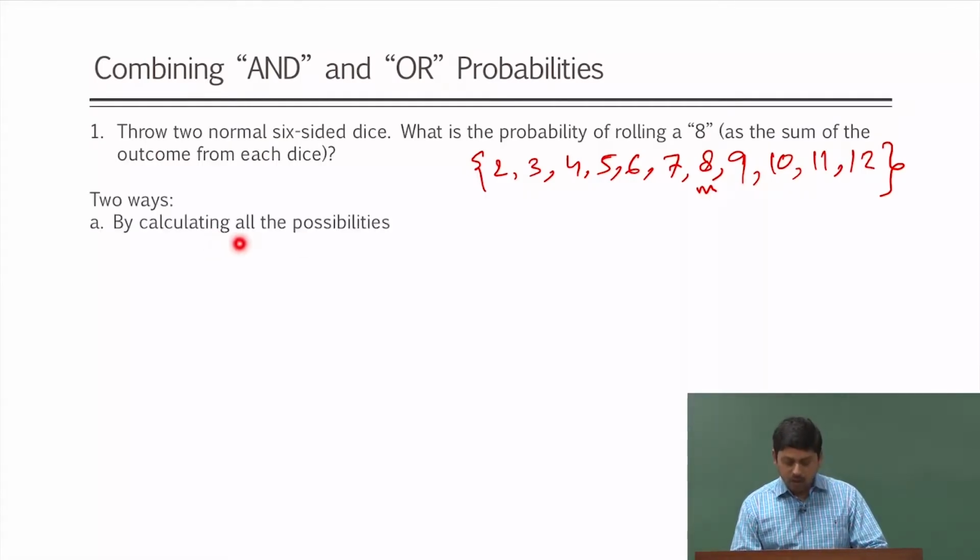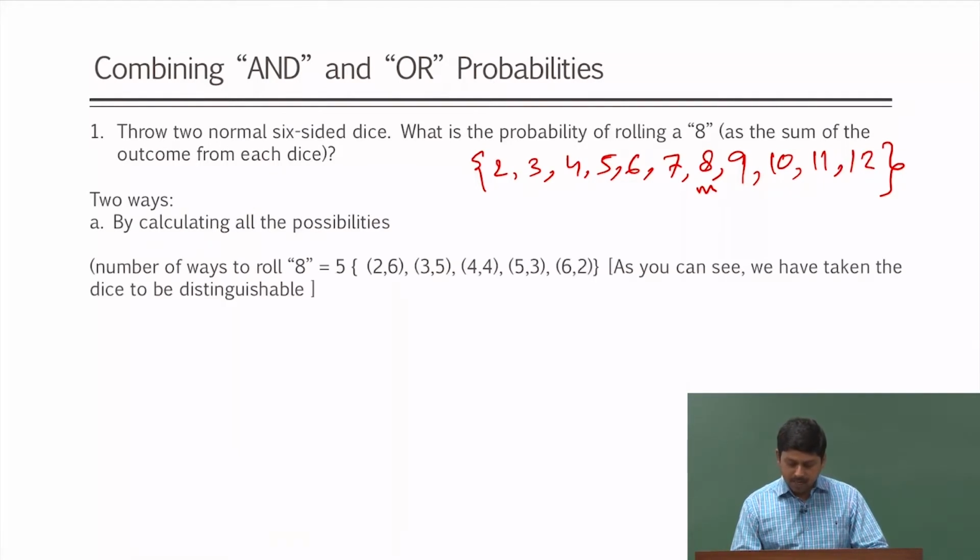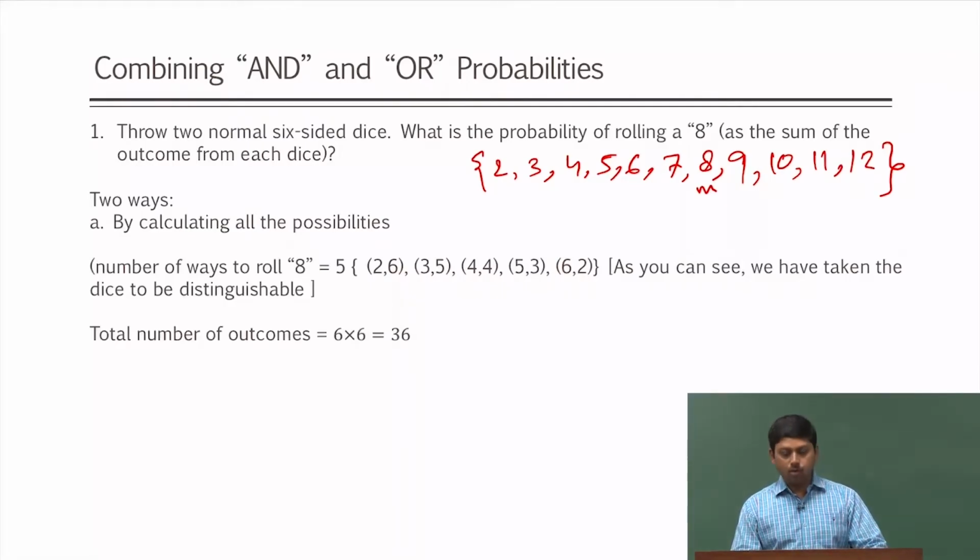One way is by calculating all possibilities, which means that the number of ways to roll an 8 is either we roll 2 and 6, that means first die is 2 and second die is 6, or we roll 3 and 5, or we roll 4 and 4, or we roll 5 and 3, or we roll 6 and 2. We roll any of these 5 and we will get an 8. So, we know all 5 ways of getting an 8, and what is the total number of outcomes?